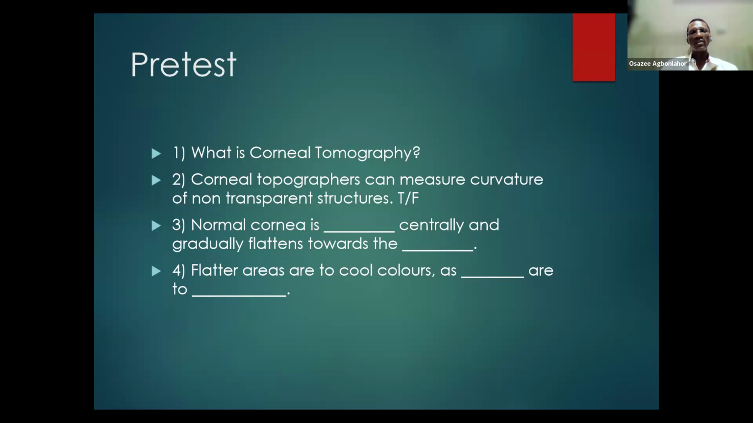So what distinguishes a typical topographer from a tomographer is that the tomographer gives you the option of evaluating the back surface of the cornea. For a regular topographer, that option is not there. So you just know that this is a pure tomographer. I don't know if that answers your question.